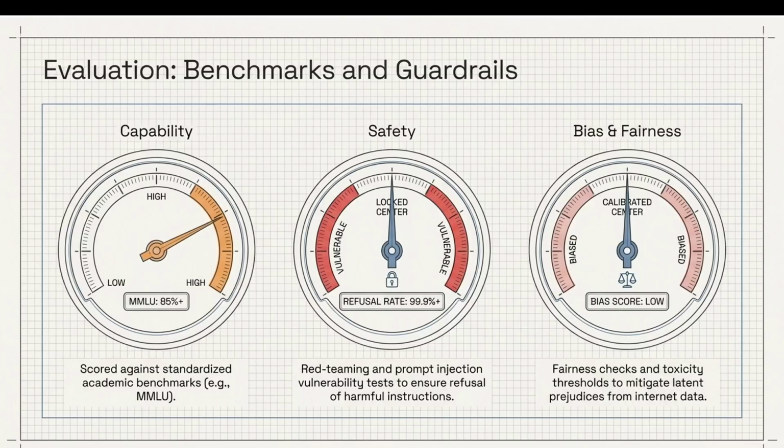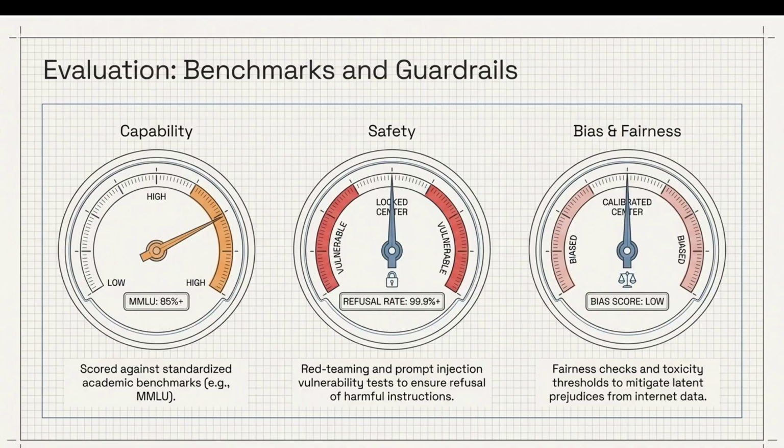Evaluation. There are various types of metrics which we use for the evaluation of a model. The main metrics are capability, safety, bias, and fairness. Capability means the performance of the model, where there are multiple types of academic benchmarks like MMLU. Safety is to see whether the model is safe, whether the responses it is giving are safe.